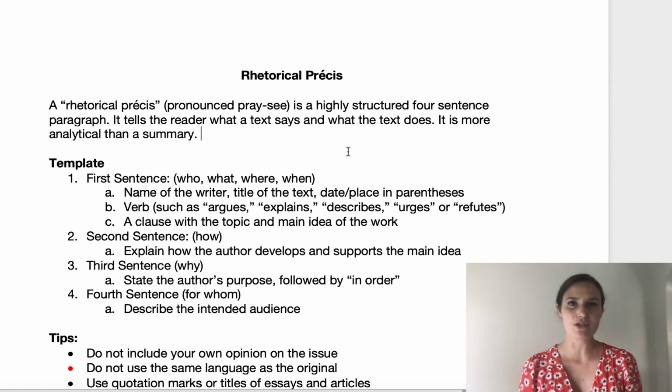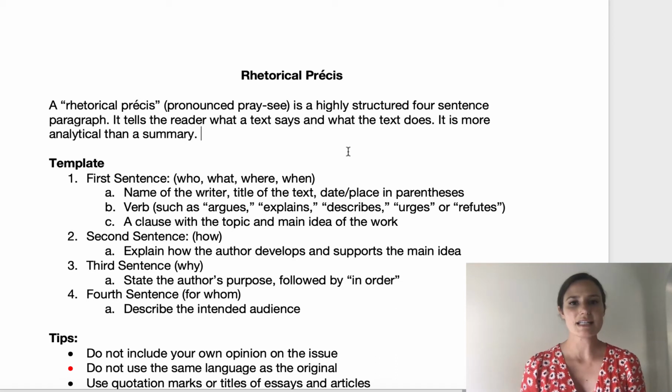And I know that for some students that seems kind of frustrating because it is so rigid and formulaic, but most likely what will happen is you'll look at your completed précis and you'll be kind of impressed with yourself because it will sound much more sophisticated and much more analytical than just a generic summary. So let's take a look at the template, what you need to do in your précis.